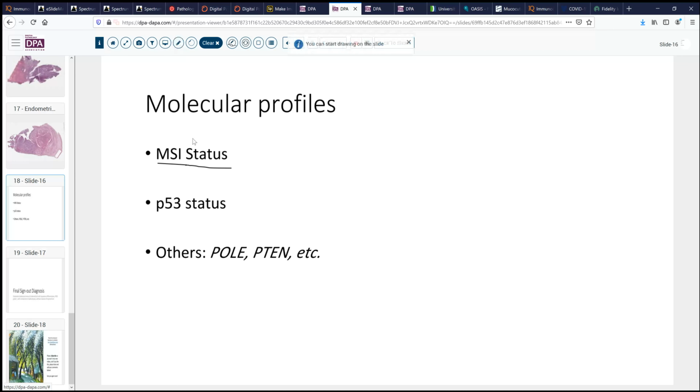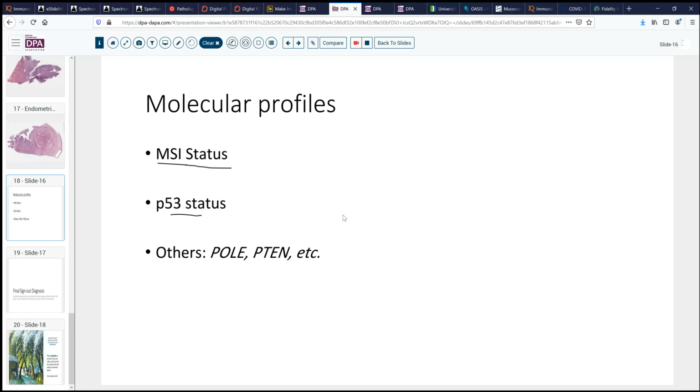Looking to see whether or not they have a p53 mutation or some of these other mutations like the DNA polymerase epsilon or a PTEN mutation, those can also govern treatment and prognosis. In some circumstances, there are specific markers available to them. So providing some sort of a molecular characterization is also an important part of evaluating endometrial carcinomas.